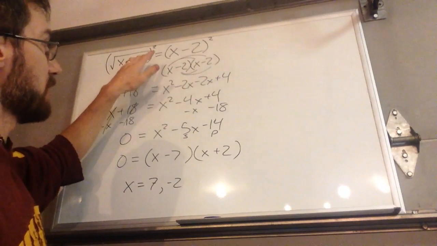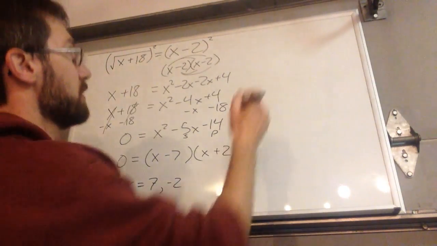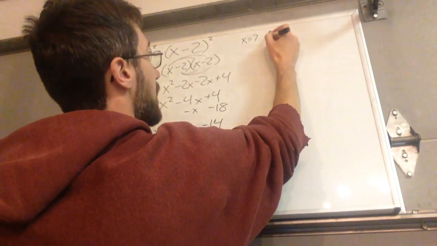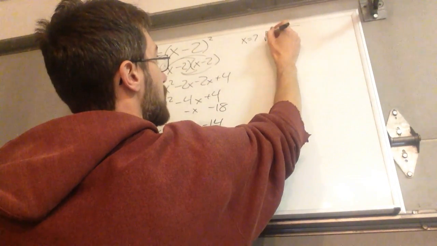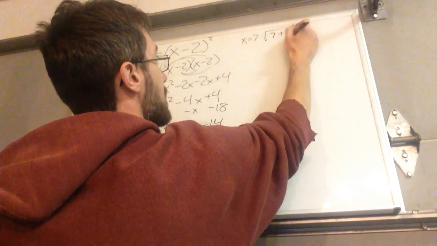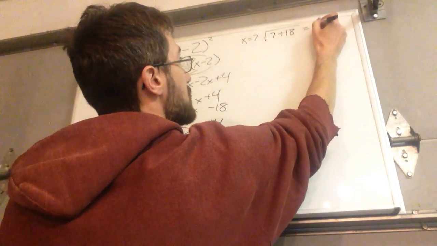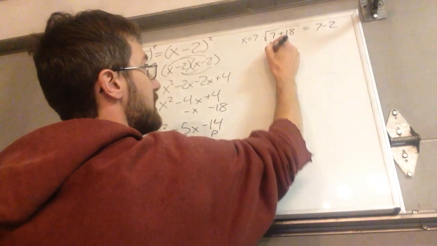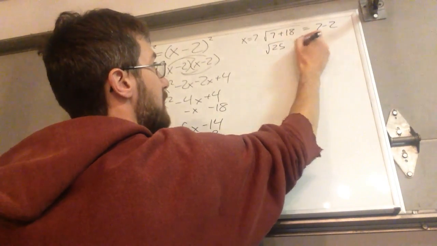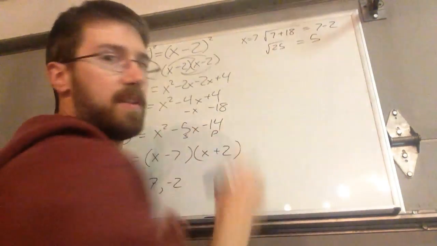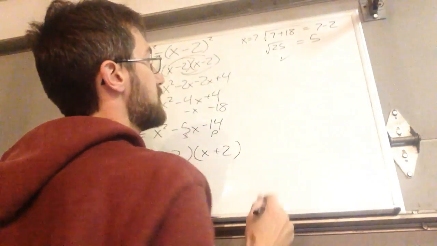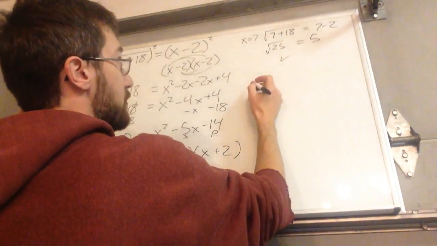Plugging them back into my original equation, we'll start with 7. So x equals 7. We've got the square root of 7 plus 18 equals 7 minus 2. 7 plus 18, that's the square root of 25 equals 5. I think that's true if my math is correct. So that's a good solution.